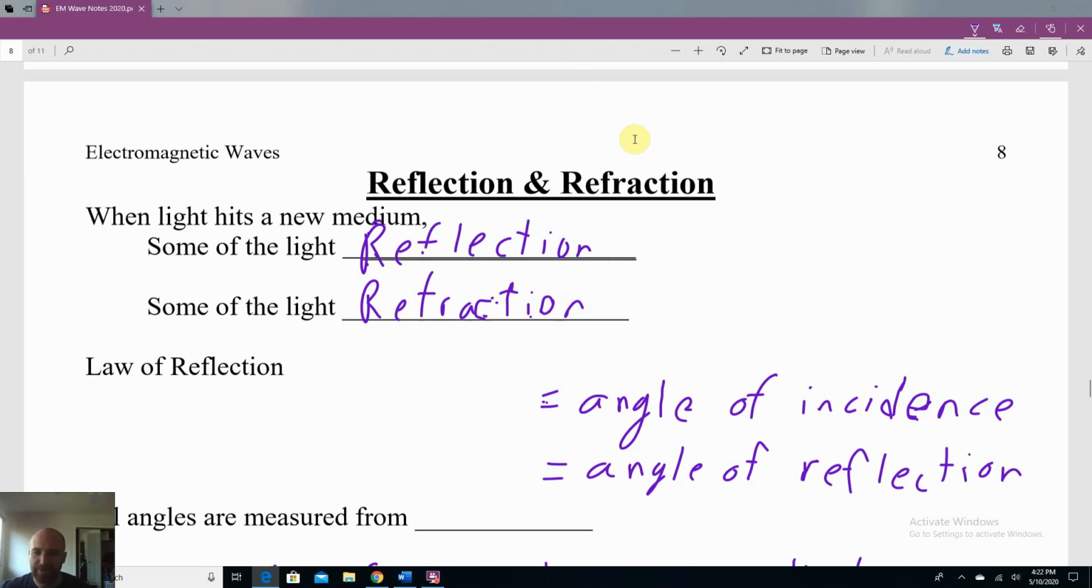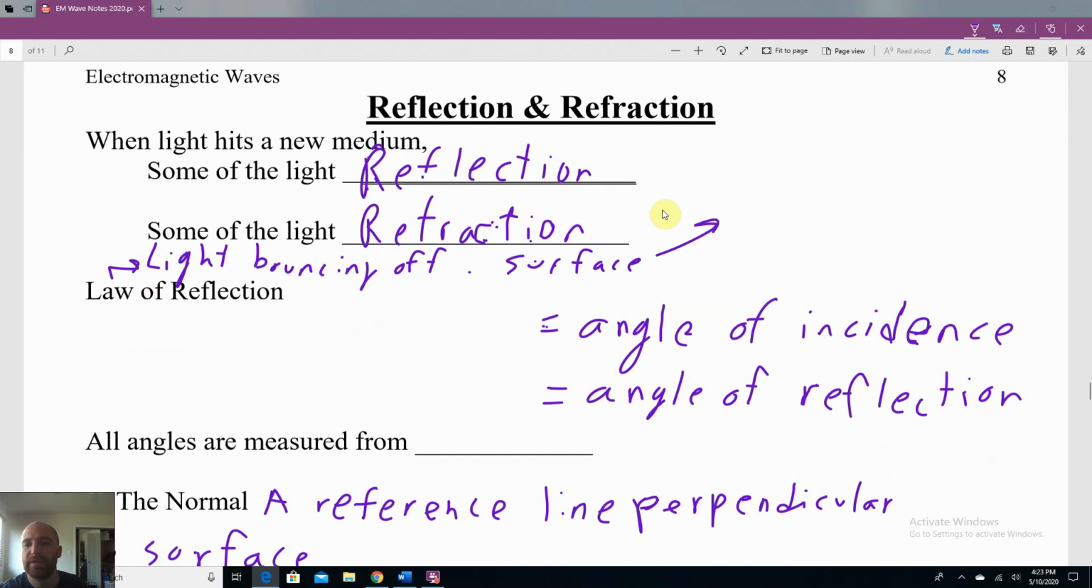Let's start with reflection. Again, a little bit simpler. And it's simpler because it's just light bouncing off of a surface. And actually, that's a nice way of putting it. So it's light bouncing off of a surface. And the important thing to know there is that it happens symmetrically. Meaning if it comes in at a certain angle, it'll bounce off at the exact same angle. It'll be symmetrical.